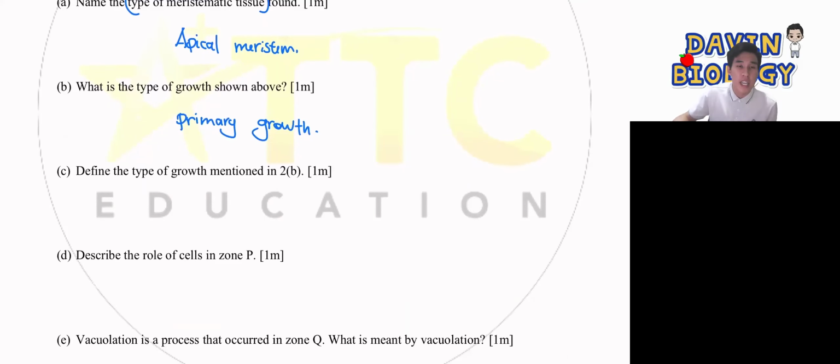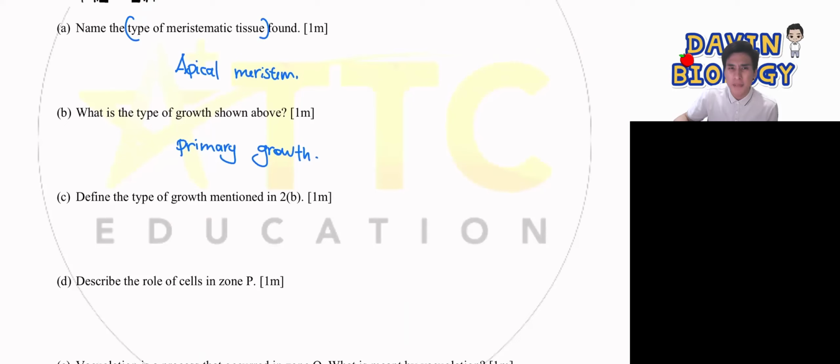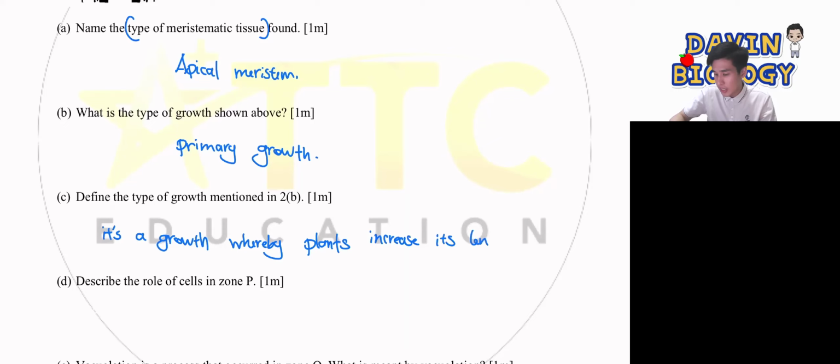Define the type of growth mentioned. So that's it, explain primary growth. Primary growth is basically for the plant to grow tall. Remember I said it increases the length. So you can say it's a growth whereby plants increase its length. If it's secondary, then it's the diameter.